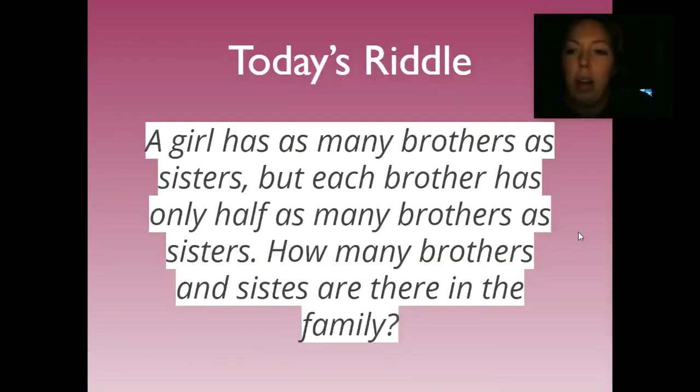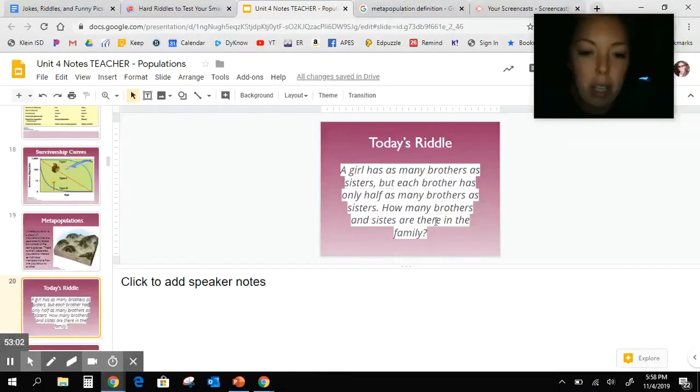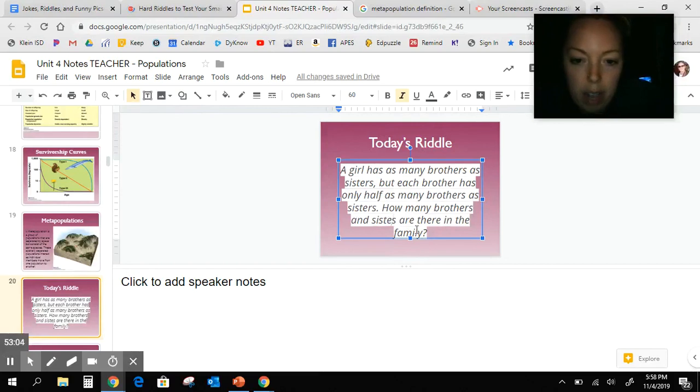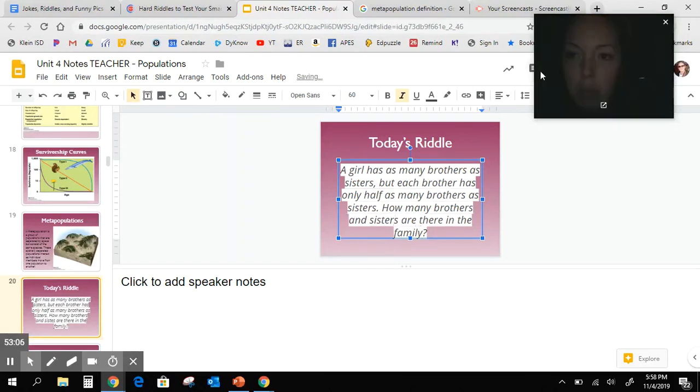Here's your riddle for the day, folks. A girl has as many brothers as sisters, but each brother has only half as many brothers as sisters. How many brothers and sisters are there in the family? We'll see if you guys can get that one.